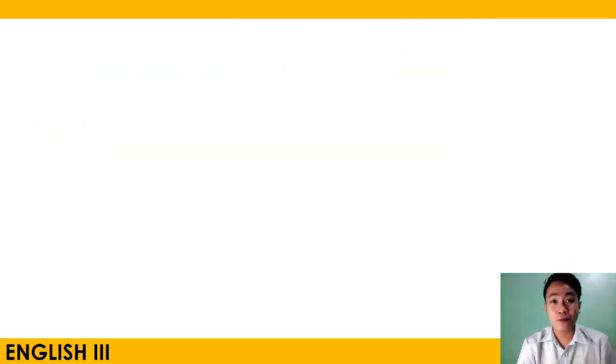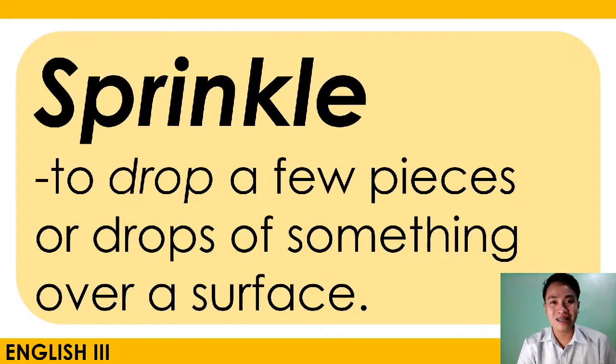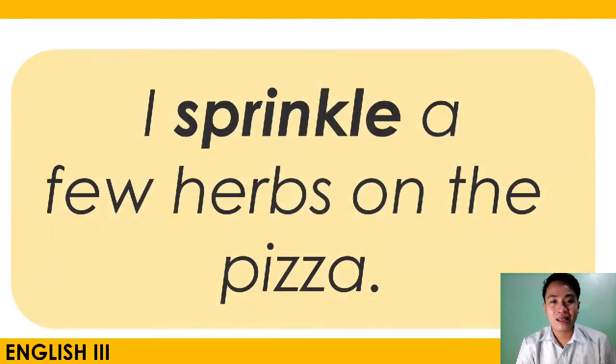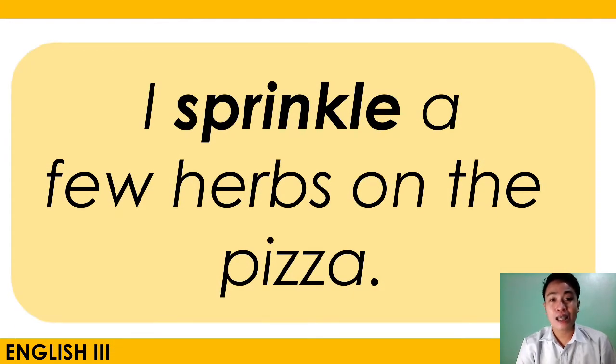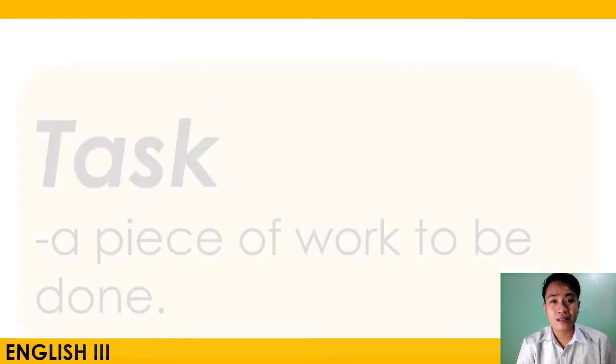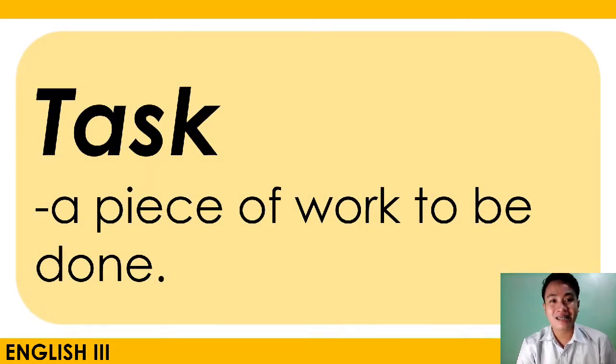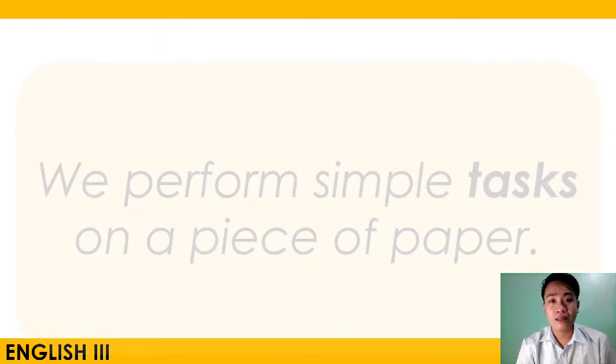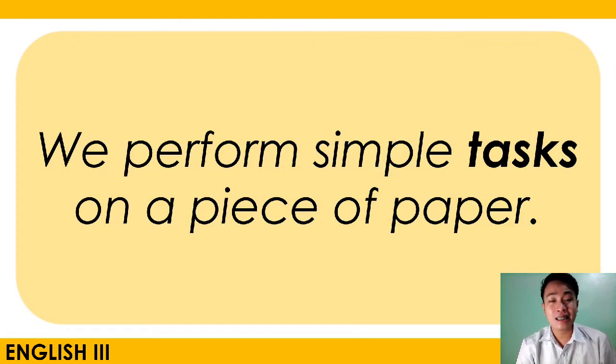Our first word is sprinkle. Sprinkle means to drop a few pieces or drops of something over a surface. For example, I sprinkle a few herbs on the pizza. Next word is task. Task means a piece of work to be done. Example of task in a sentence is, we perform simple tasks on a piece of paper.